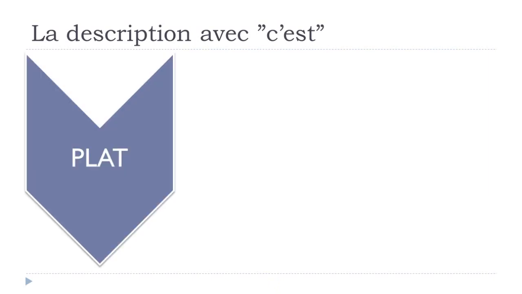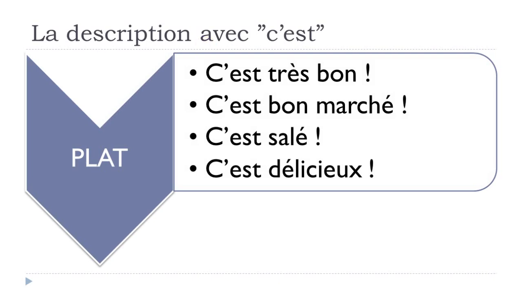So let's see now another option. If you want to describe a dish, you're eating and you want to describe un plat, c'est très bon. Très is very, and bon is good. C'est très bon. C'est bon marché. Bon marché is actually quite interesting. It's a composed adjective, and it means cheap. C'est bon marché. C'est salé.